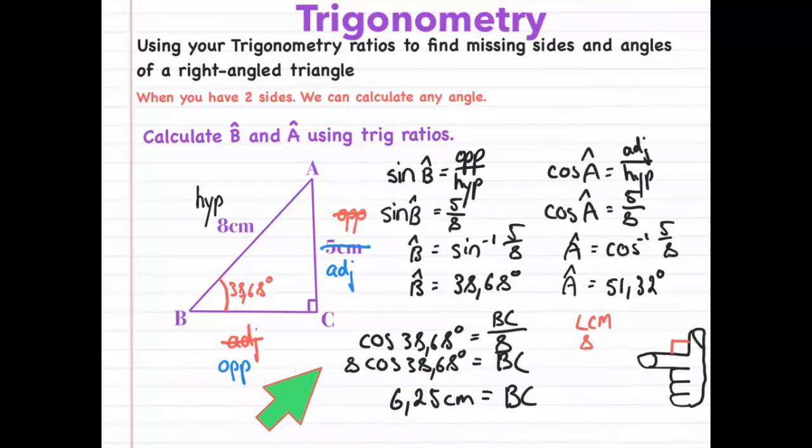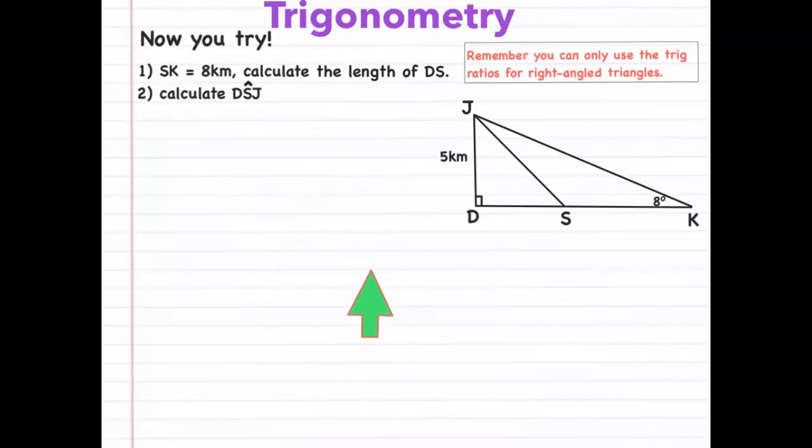Okay, excellent. So keep practicing these, and let's go and try another example. Now here is a very nice example that you can try to see if you understand exactly what is going on in this lesson. Now, remember, you can only use your trigonometric ratios for right angle triangles. So let's see what we have.